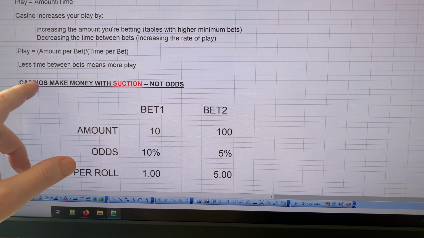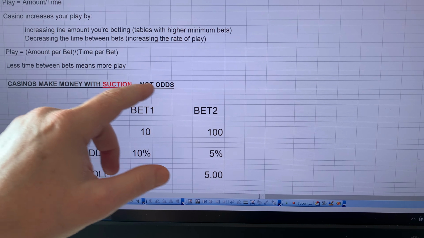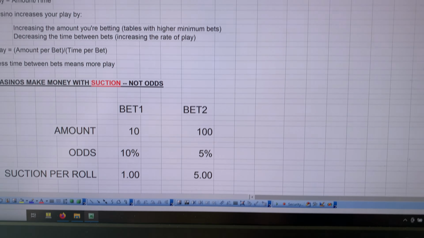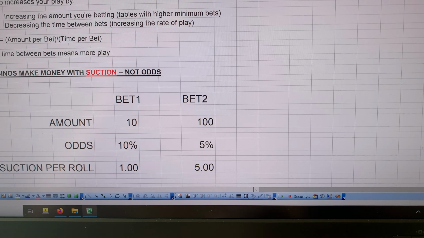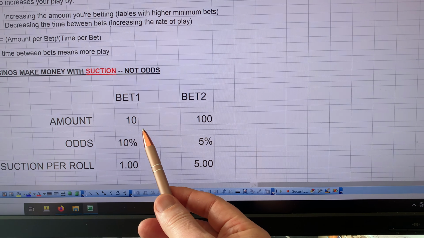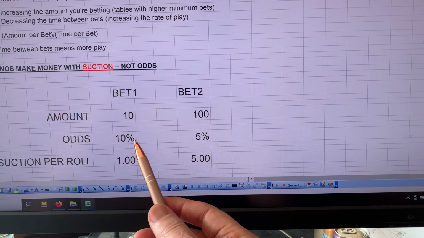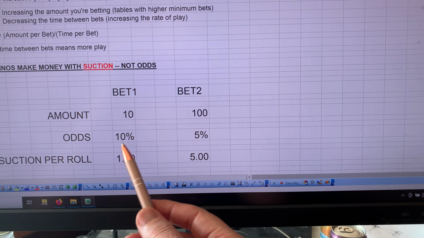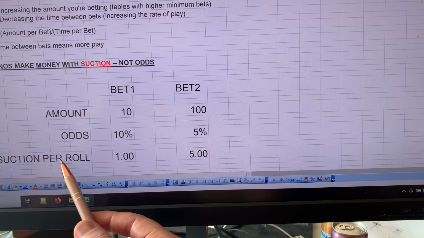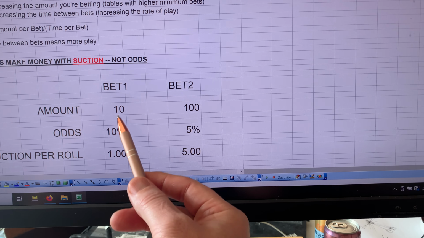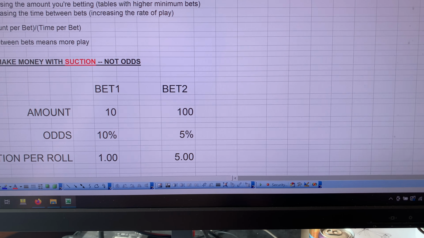So casinos make money with suction, not odds. Suction equals odds times play. Let's look at this with some formulas here. Let's say the amount you're betting is $10 and the casino has a 10% advantage, so the odds are 10%. That means on average, the suction per roll is $1. That means on average, you lose $1 every time you make a $10 bet.